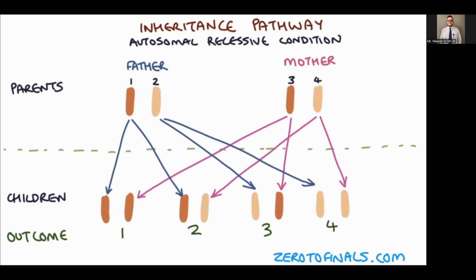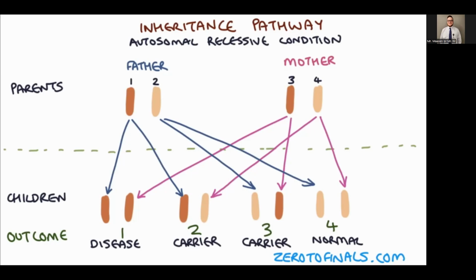So let's say copy 1 and copy 3 are the autosomal recessive disease genes, and copy 2 and copy 4 are normal genes. Outcome 1 has 2 copies of the gene that codes for the disease, and therefore this person would have the disease. Outcome 2 has 1 copy that codes for the disease and 1 normal copy, and therefore this person is a carrier, just like their parents. Outcome 3 again has 1 copy that codes for the disease and 1 normal copy, and therefore they're a carrier as well. Outcome 4 has 2 normal copies of the gene and therefore is free from the abnormal gene, doesn't have the disease and is not a carrier.